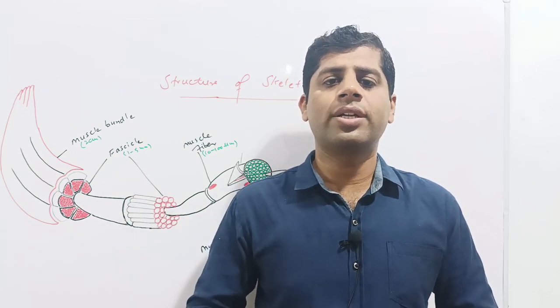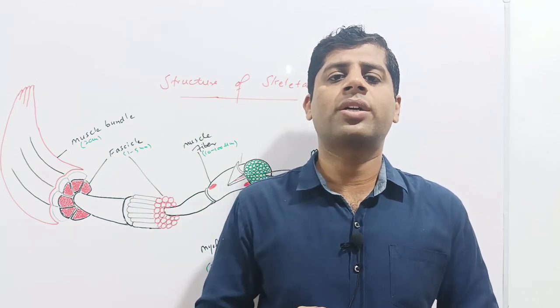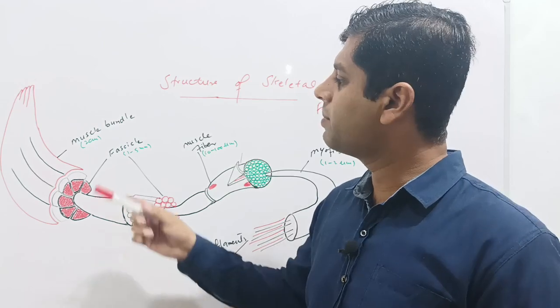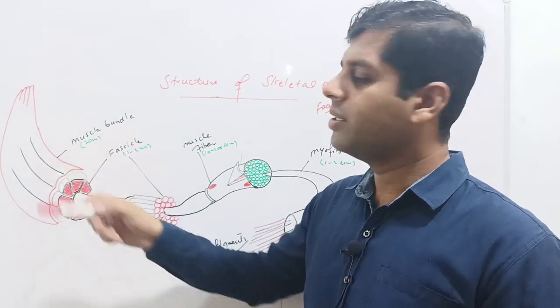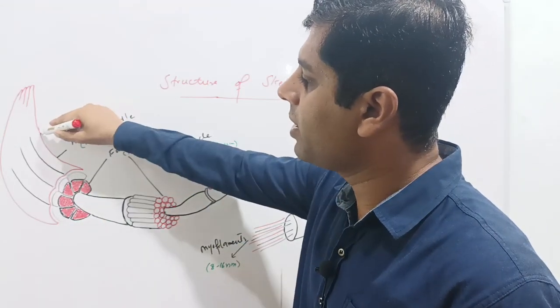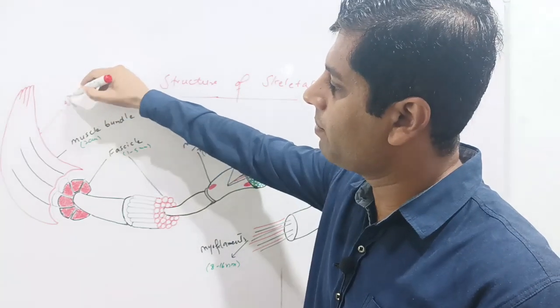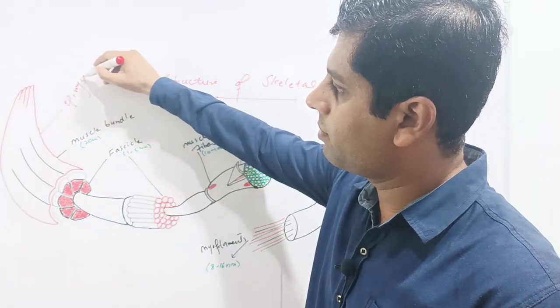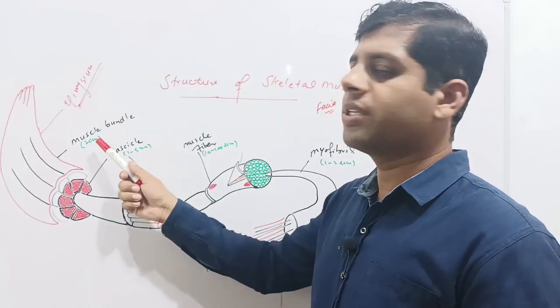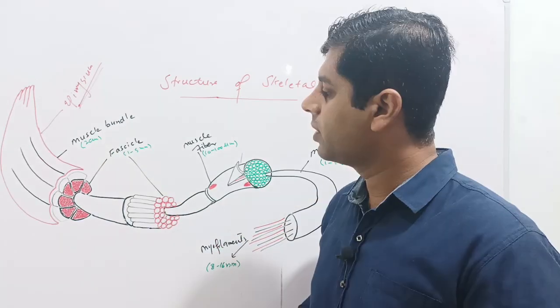The skeletal muscle layer is basically protected by a connective tissue layer called the fascia. Skeletal muscles are basically arranged in muscle bundles. These muscle bundles are in turn protected by a layer of connective tissue called epimysium. And muscle bundles are of 2 cm length.